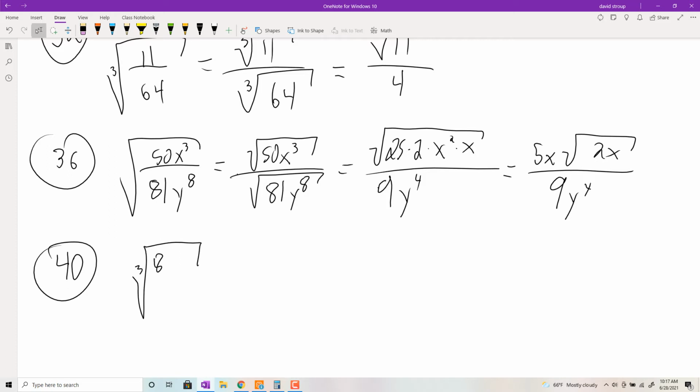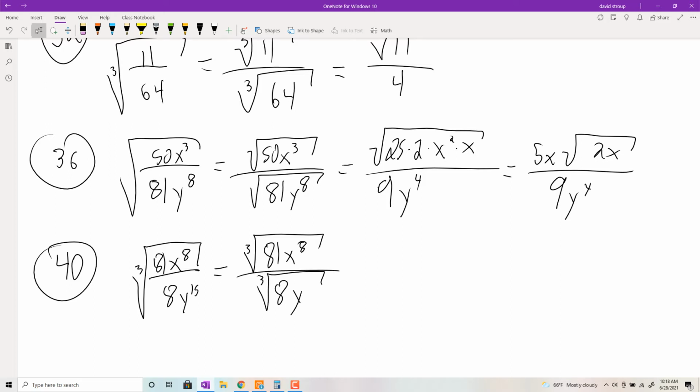Cube root of 81x to the 8th all over 8y to the 15th. Okay, so I'm going to split it up into a quotient of cube roots. Then I'm going to start factoring a bit. The denominator is all perfect cube stuff. Whoops, I tried to cut to the chase there. Y to the 15th. Okay, so I'm going to start factoring.